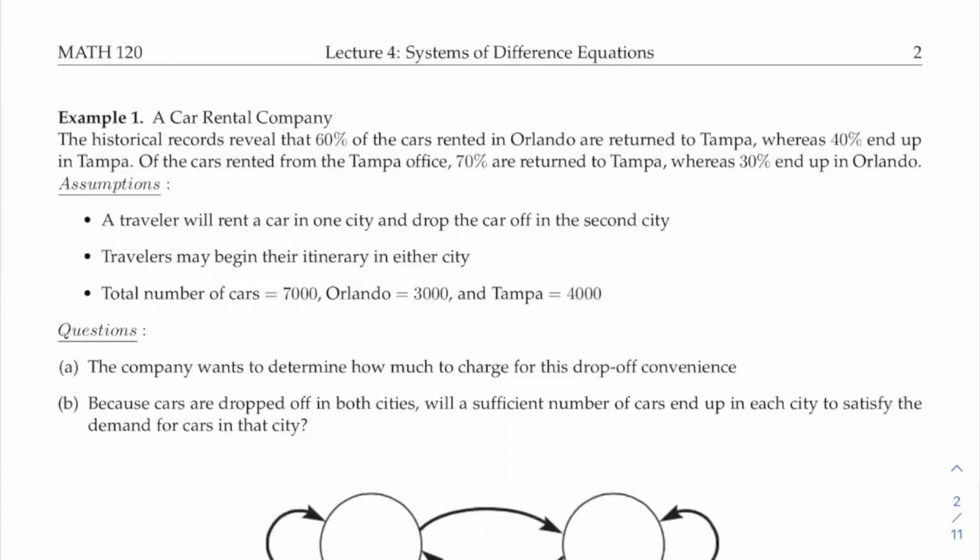So again, we're gonna build a system of difference equations from this particular example. A few assumptions that we need to make for this model: a traveler will rent a car in one city and drop the car off in the second city. There will be no third city in the problem. Travelers may begin their itinerary in either city. You can start in Orlando or in Tampa, it doesn't matter. The initial total number of cars is going to be 7,000 cars for this particular company, and they have 3,000 cars in Orlando and 4,000 cars in Tampa.